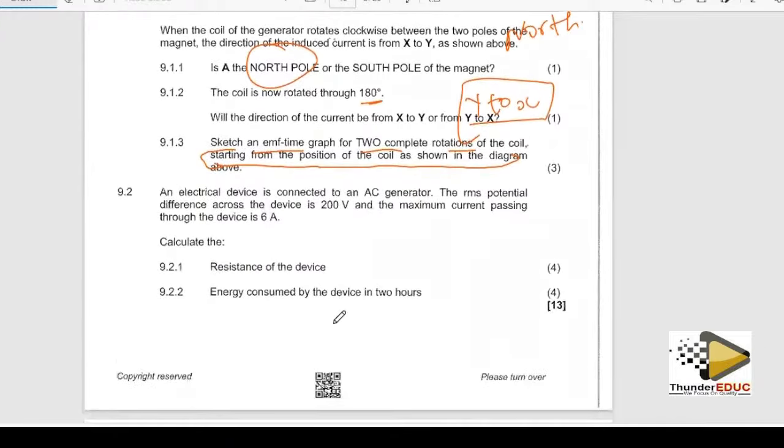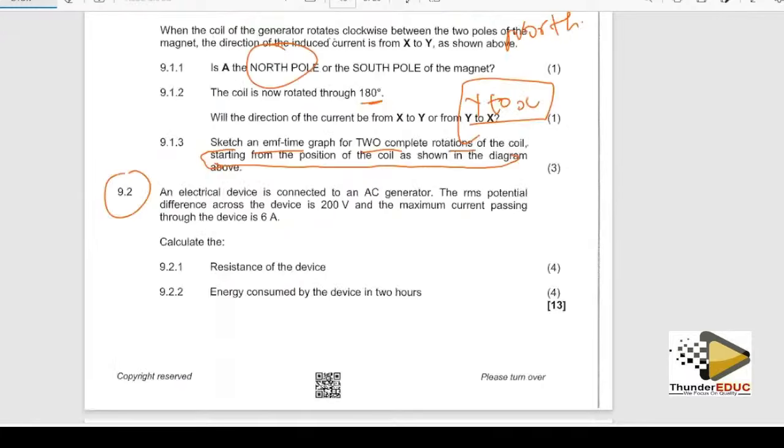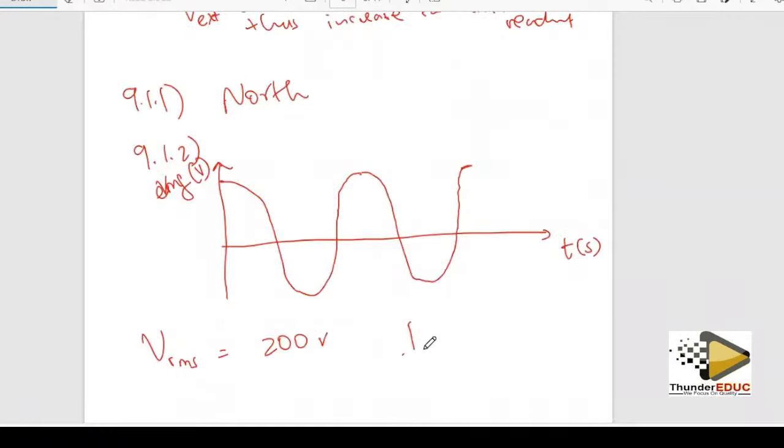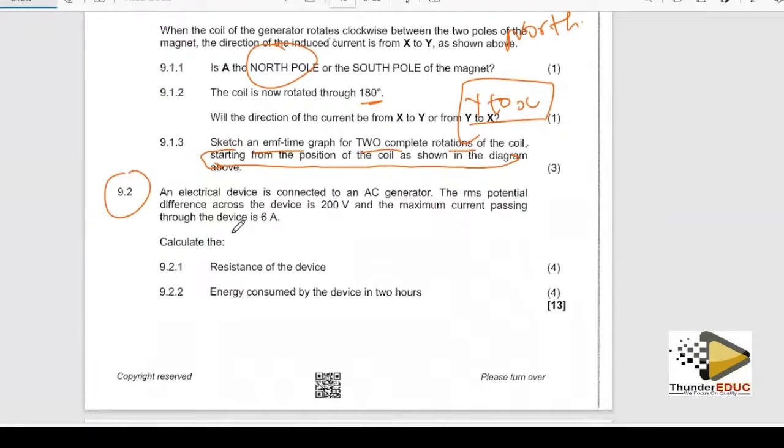In 9.2, they're telling me that an electrical device is connected to the AC generator, and the root mean square potential difference across it is 200 volts. So V RMS is 200 V. And then the maximum current is 6 amps. What does the question want? They want us to get the resistance of the device.